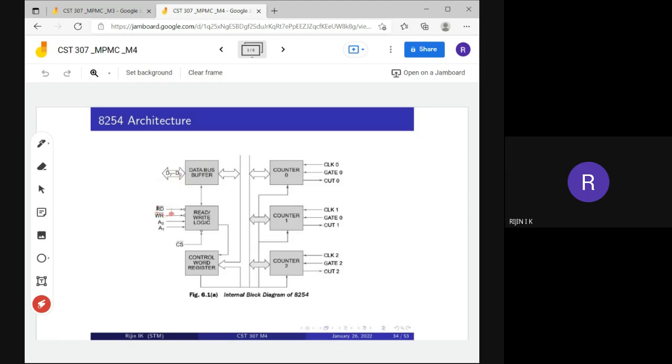If it is a read operation, the read signal will be activated by giving an active low signal. Then if it is a write operation, the write signal is activated by providing an active low signal to the write pin. Whether it is a write operation or read operation, all this data will be transferred through this data bus buffer.